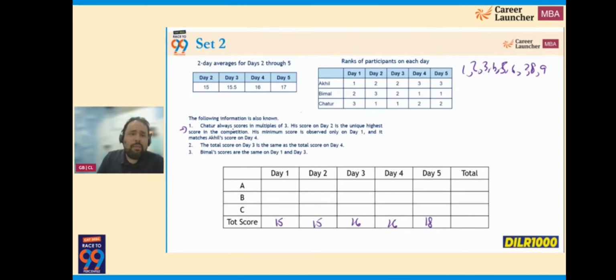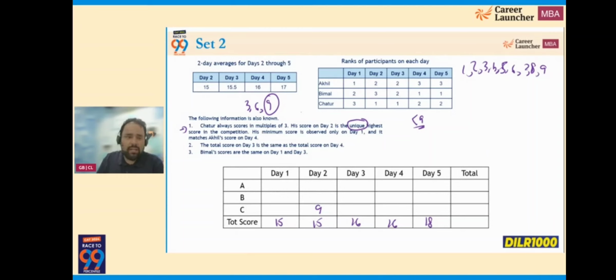Second, अब जब मुझे पता है that scores are multiples of 3, so scores are 3, 6 and 9. ठीक है? His score on day 2 is the unique highest. Unique highest है तो 9 होगा, तो day 2 में 9. All other boxes, all other cells that you are seeing will be less than 9 because it is unique highest. Unique highest. All other will be less than 9.